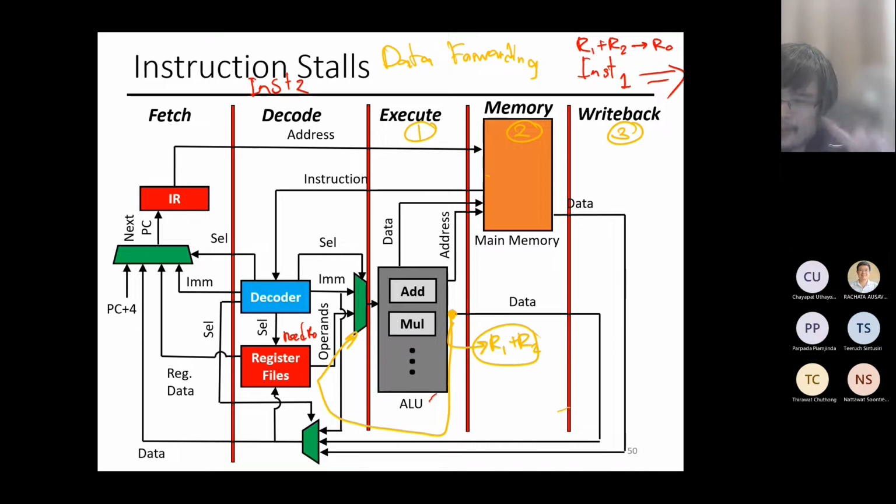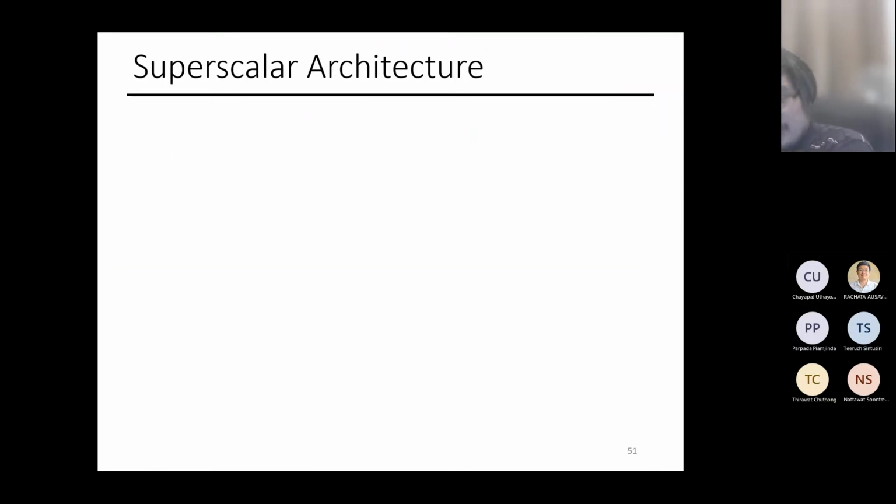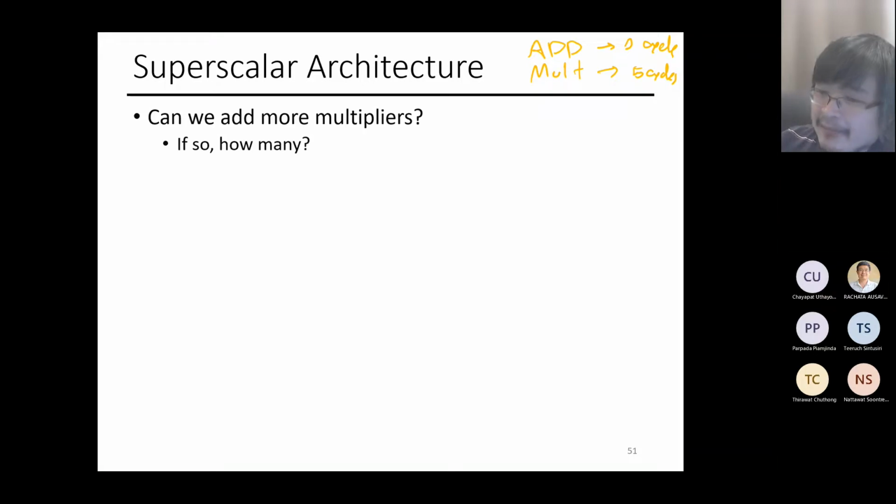We'll talk about data forwarding in a bit, but before we go there, what are the few other things we can do? We'll be talking about something we call superscalar architecture as well. So let's say I have an adder that takes 1 cycle and a multiplier that takes 5 cycles, and let's say my instructions do a lot of multiplying. Can we add more multipliers so that I can keep pushing new instructions into my pipeline?